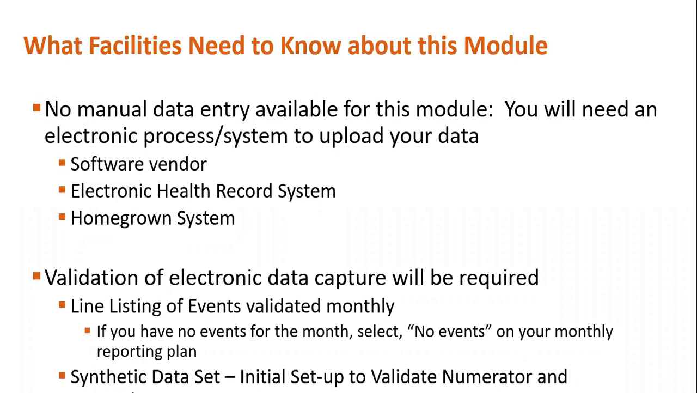This module is a work in progress, and there will be some validation on the facility's part that will include the following. A line listing of events should be validated monthly. If you have no events for the month, you would select no events on your monthly reporting plan. Initially, we recommend a validation process using a synthetic data set to validate the numerator and denominator capture of data, and we'll cover that later in the presentation.